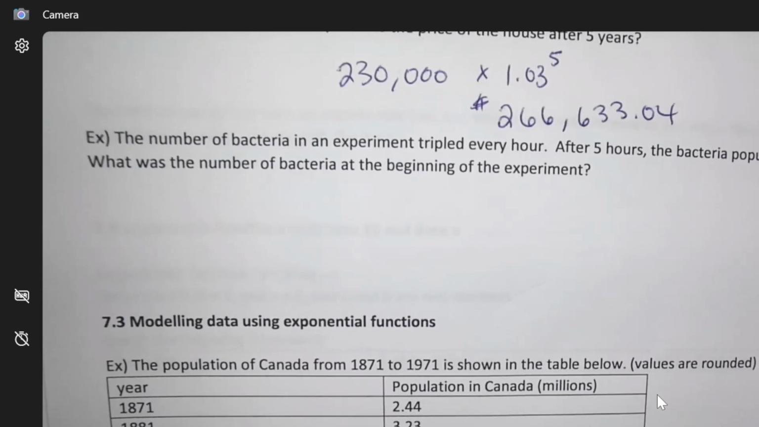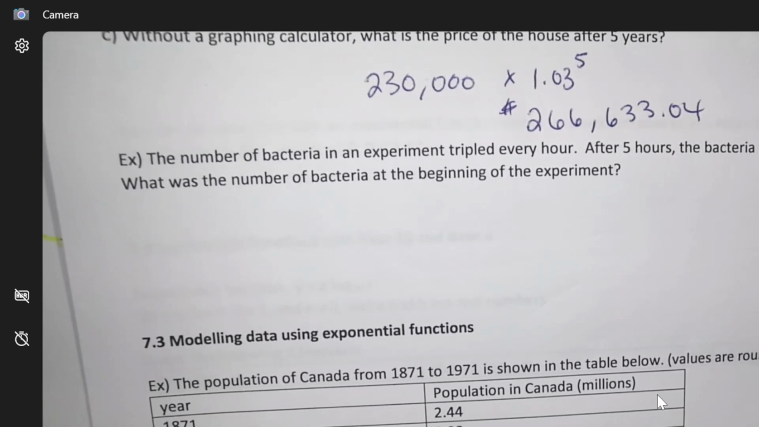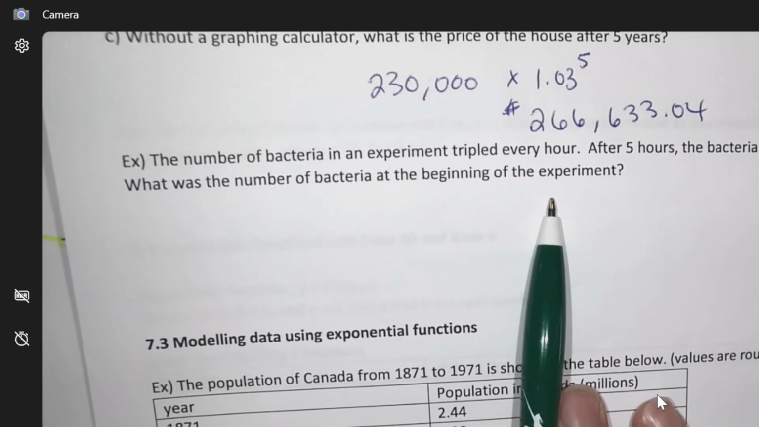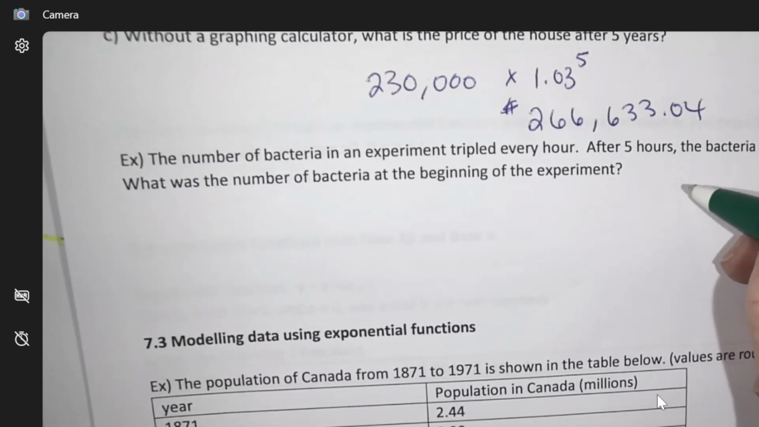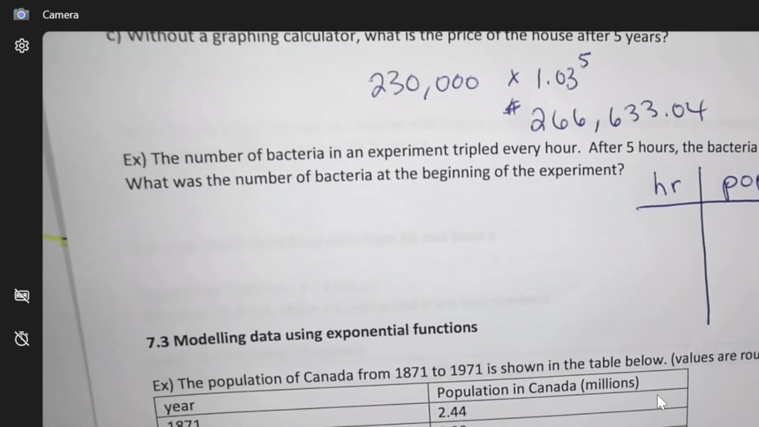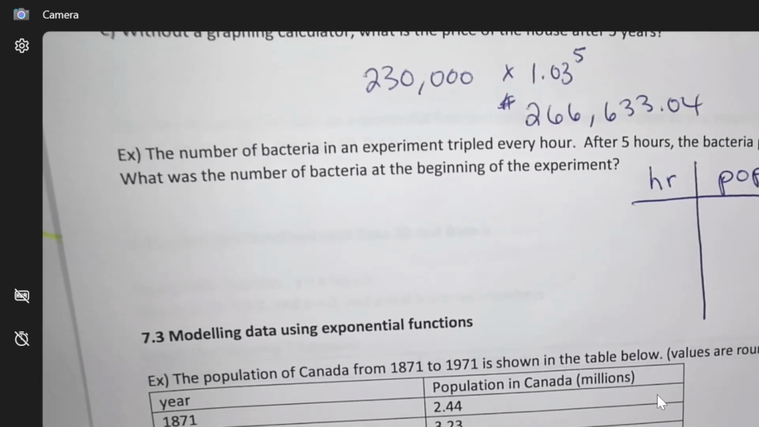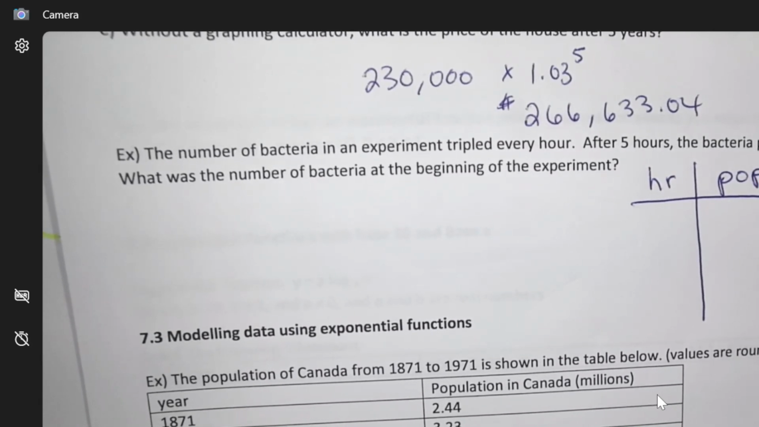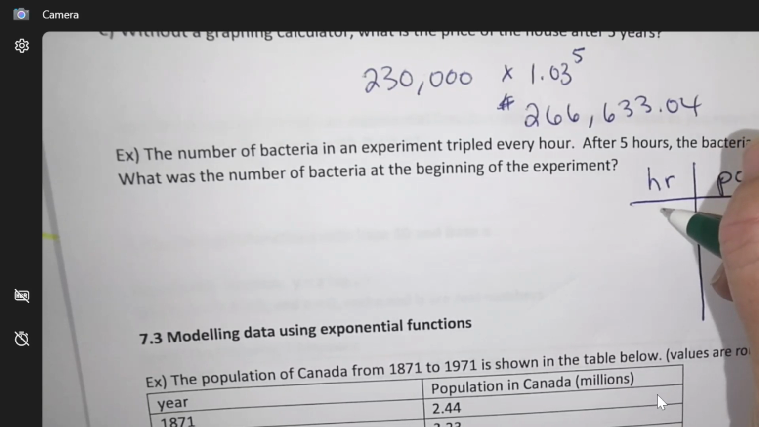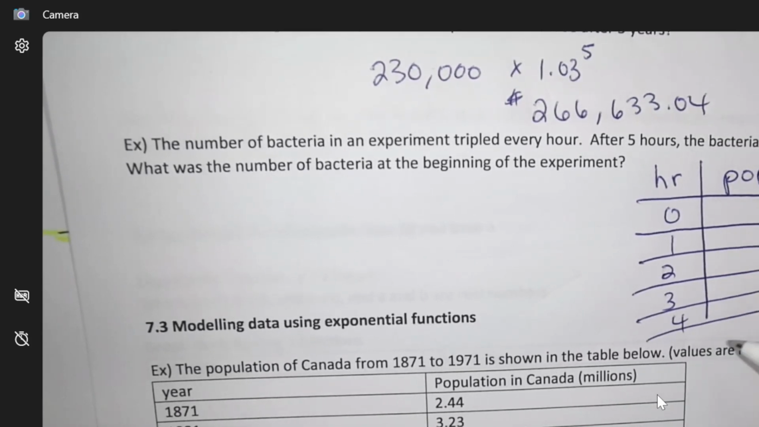Okay, and this is the last one. The number of bacteria in an experiment tripled every hour. So after 5 hours, we knew the population. So what's the population at the beginning? So I want you to make a T-chart with hours and the population. And when you start an experiment, how would you start on hour number? How do you start something? 0. 1, 2, 3, 4, 5.